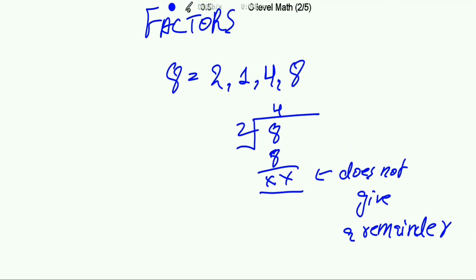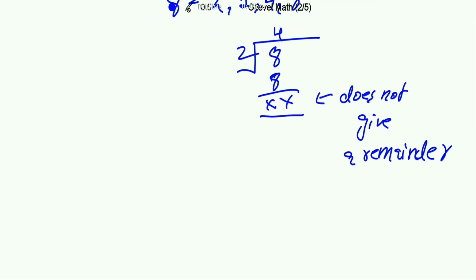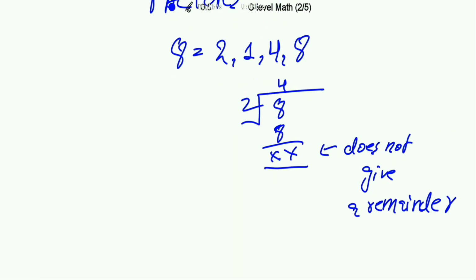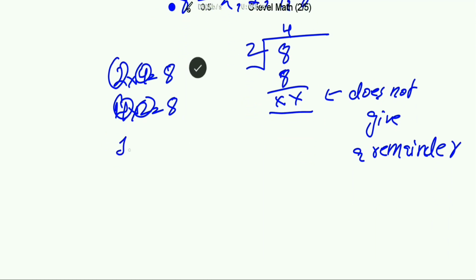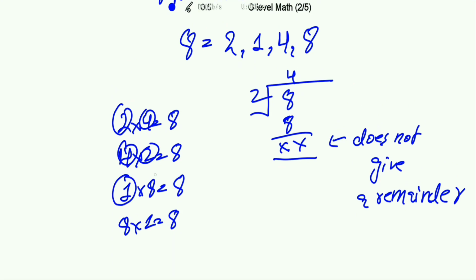So 2 can be a factor of 8, 1 can be a factor of 8, 4 can be a factor of 8, and 8 can be a factor of itself. We can also write it down in this way: 2 multiplied by 4 is equal to 8, or 4 multiplied by 2 is equal to 8. These two are factors of 8. It could be 1 multiplied by 8 is equal to 8, or 8 multiplied by 1 is equal to 8. These two numbers are also factors. So these are all factors.